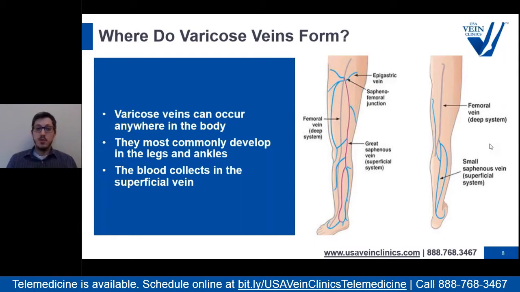The superficial veins are the ones that become varicose, and those are the ones that are the weakest. They have the weakest valves, and those are the ones that tend to bulge out and become these varicose veins as the blood collects in these superficial veins. So we already introduced the term venous insufficiency before. Now, when we talk about varicose veins, we'll talk about superficial venous insufficiency.